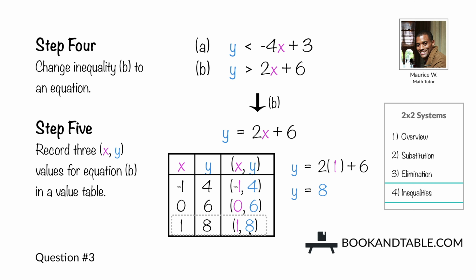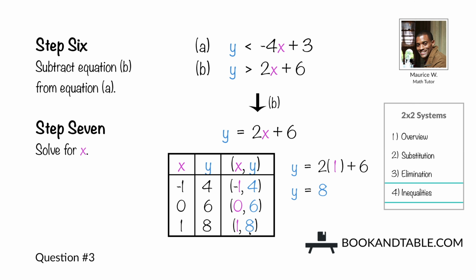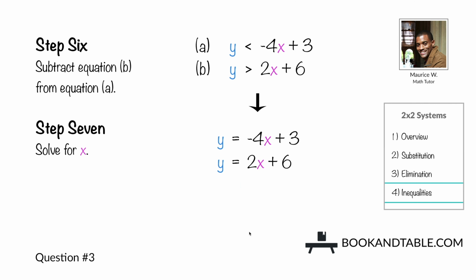And now we have a value table for both A and B. So now we want to find the vertex where these two lines cross. So we write the equations for both A and B. And since our x's cannot cancel each other out by adding or subtracting the equations, we'll focus on canceling out our y's. We can do y minus y to cancel out our y's. So step 6 is to subtract equation B from equation A, giving us y minus y, which is 0.